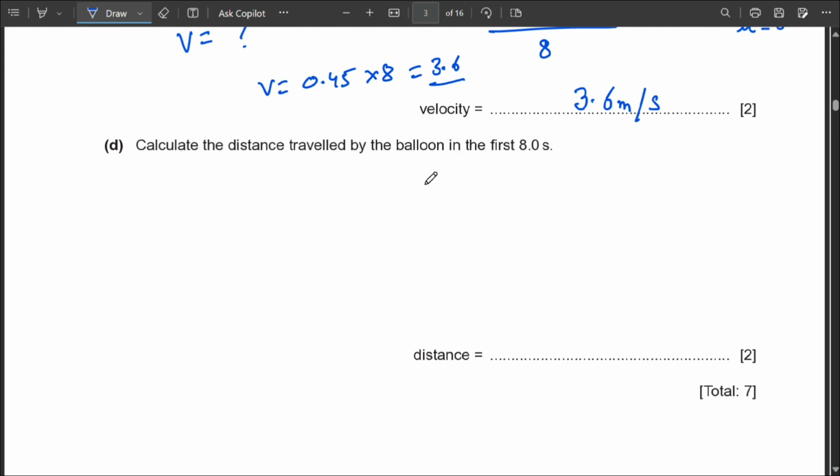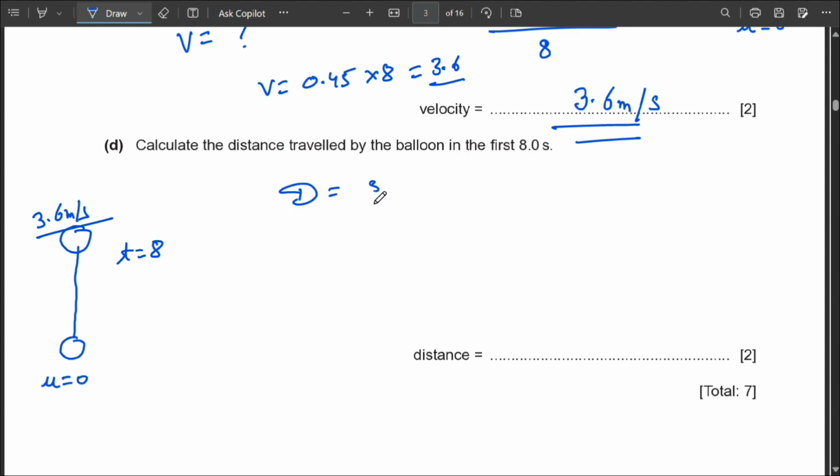Calculate the distance traveled by the balloon in the first 8 seconds. Now in the first 8 seconds, we know that the balloon was initially at rest. That means the initial velocity is 0, and with a constant acceleration it is moving, and finally after t equals 8 seconds it achieved a velocity of 3.6 meter per second. Now we know the distance formula is distance is speed into time. We have the time, which is 8 seconds. Now what is the speed? Actually we have to calculate the average speed.